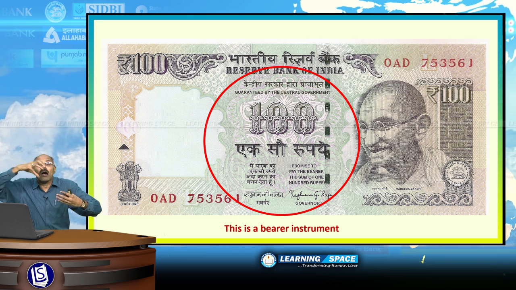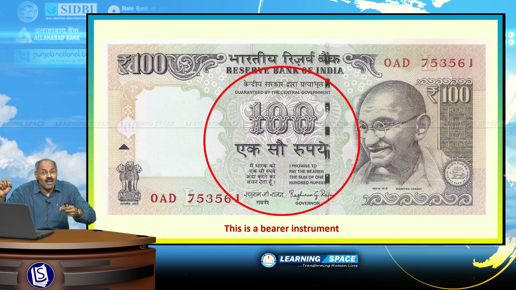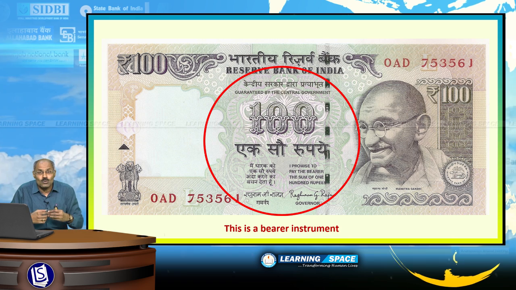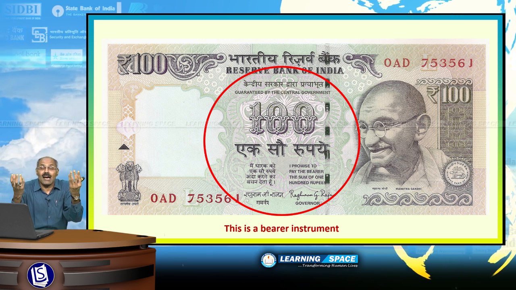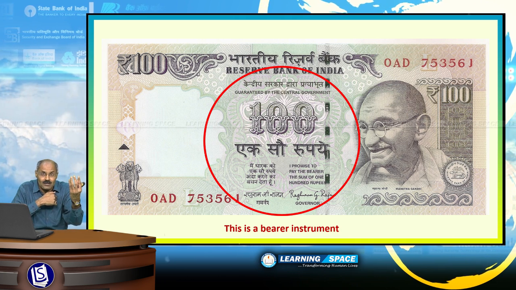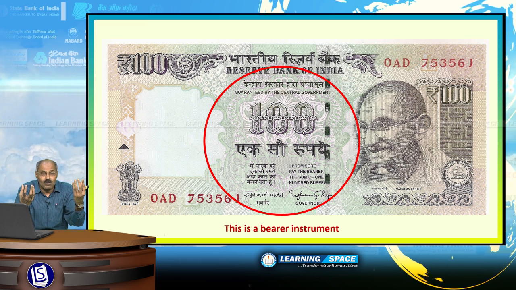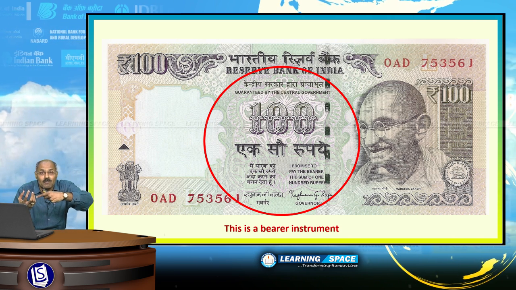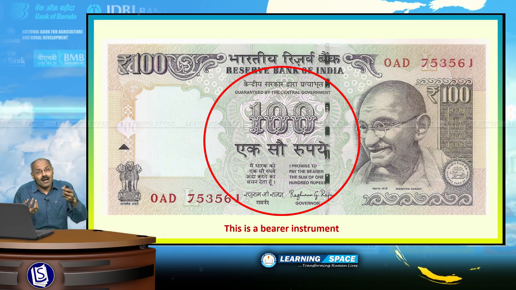But order instruments are specific by name. Why I am explaining these two things is, in negotiable instruments, you will come across these two terms, bearer instrument and order instrument. Please don't forget, this currency note is an example of bearer instrument. If this currency note is with me, I am the owner. If it is with you, you are the owner. But order instrument is not like that. Order instrument is specifically in the name of a person or business entity. Right friends?